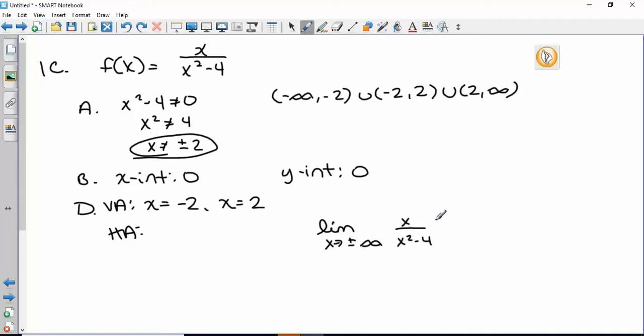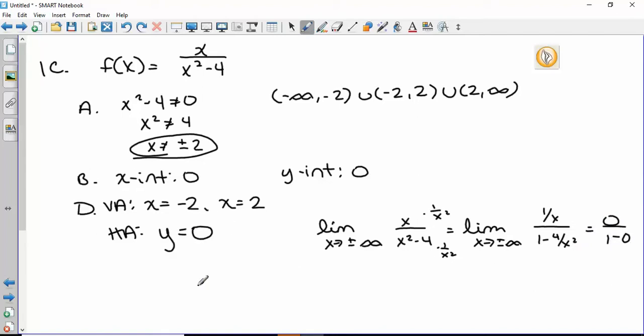Okay, I can't just plug infinity in here because I get infinity over infinity. But remember, we divided by the highest power of x. So if you take top and bottom times 1 over x squared, you get 1 over x over 1 minus 4 over x squared. Then a number over infinity goes to 0, so this is 0 over 1 minus 0, which is 0. Horizontal asymptote y equals 0. You will have to show that work for how you're getting that asymptote.